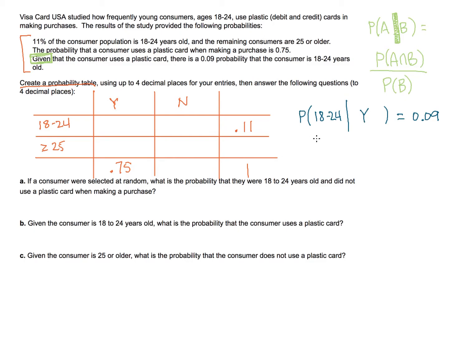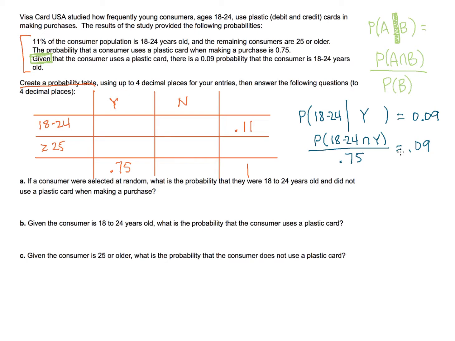So now we can think about this in terms of our formula. So we've got our intersection of that divided by our probability of yes, and this equals 0.09. Well, we look over here, 18 to 24, and yes, we don't have a value for that. Okay, so move down to the next one, the probability of yes. Well, we do have a value for that. So I'm going to erase this right here, and I'm just going to plug in that actual number.